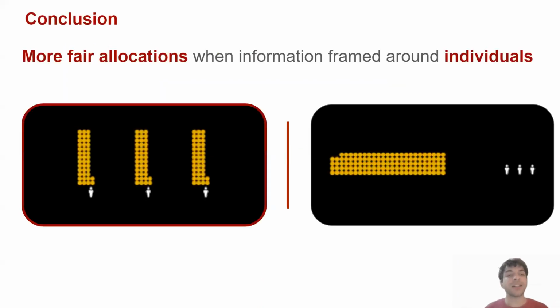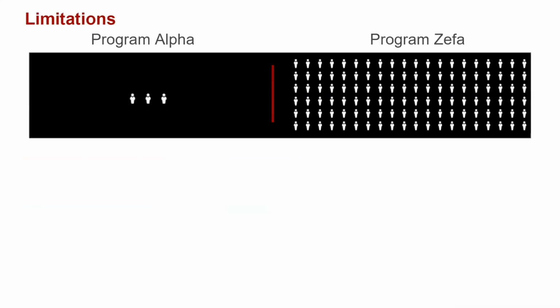So, what can we take away from these findings? Well, in general, more fair allocations occur when visualizations are presented with an individual framing, regardless of the accompanying text. A key limitation of our study is that it uses a highly idealized resource allocation scenario with a range of assumptions that are unlikely to be met in real life.